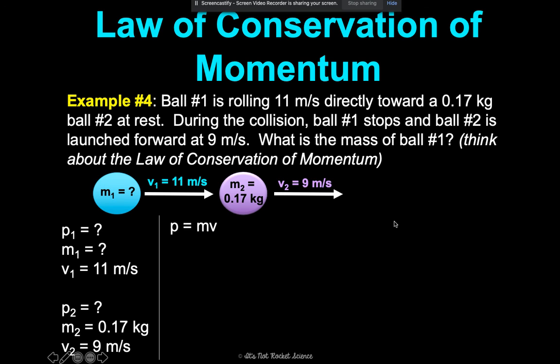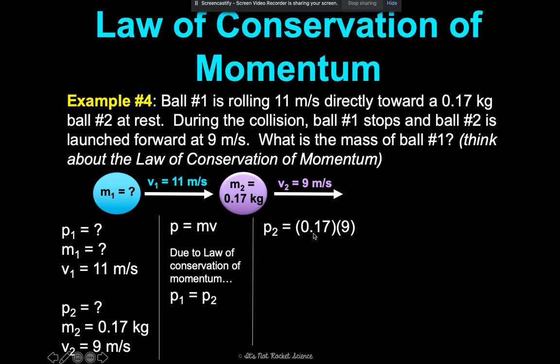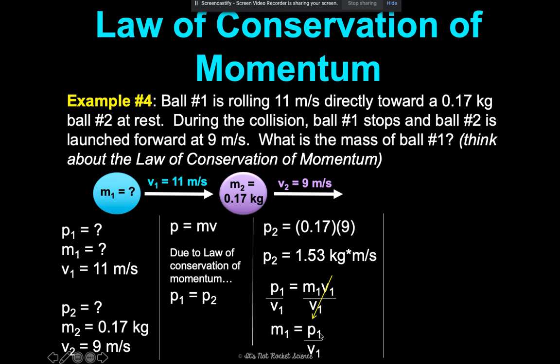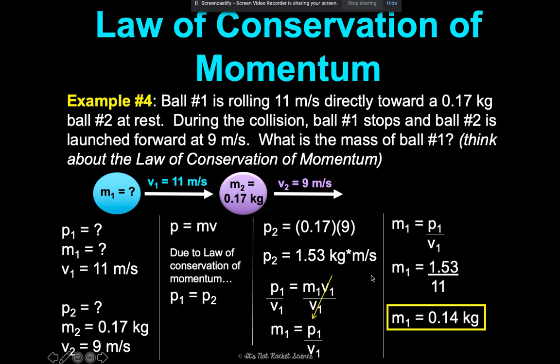So we're actually going to solve for the second momentum first, because once we find p2, p1 is equal to p2 due to the law of conservation of momentum. So p2 is 0.17 times 9, and that gives us 1.53 kilograms times meters per second. Since p2 is equal to p1, we can go ahead and figure out, we're trying to find mass. We already have our v1. You're going to divide each side by v1, and we're going to end up with a new equation that looks like this to find your mass. So 1.53 divided by 11 meters per second, we find our mass at 0.14 kilograms.